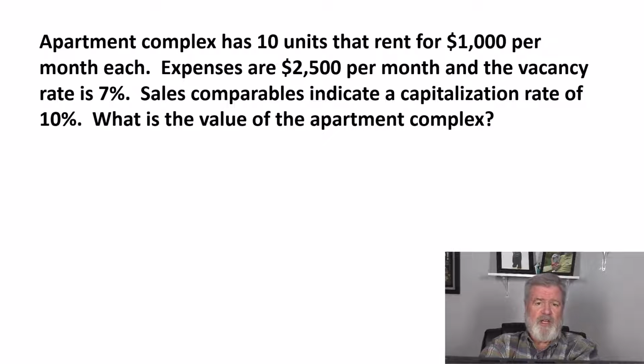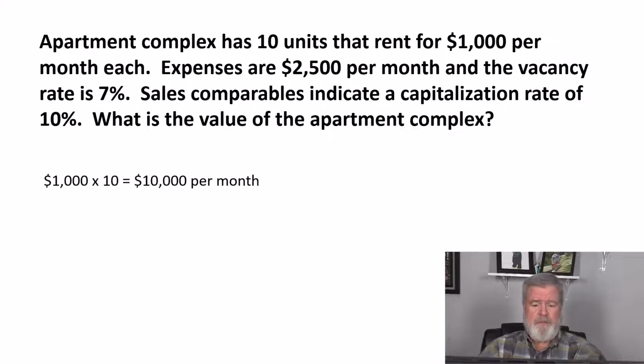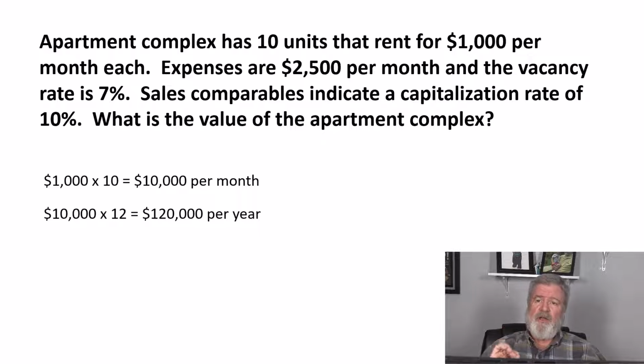For example, it says we have 10 units that rent for $1,000 per month each, right? So $1,000 times 10 units is going to be $10,000 per month. But we have to know annual. So 10,000 times 12, so we now know our income is $120,000 per year. However, that's gross income. Again, what kind of income do we need? Net. Again, net income divided by the cap rate.